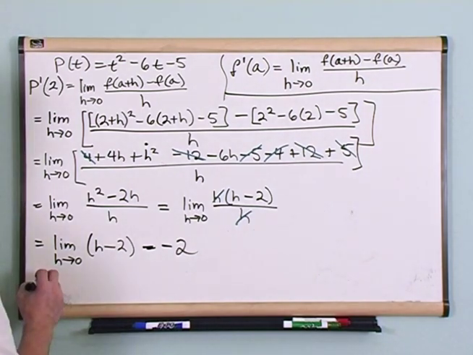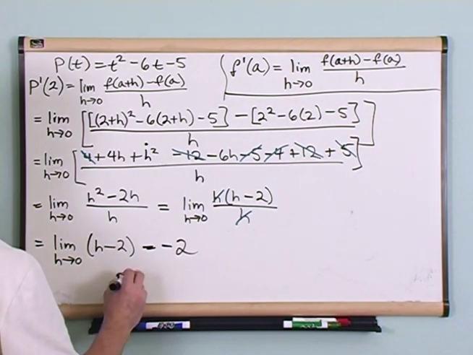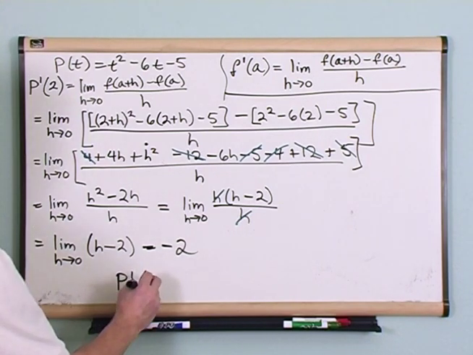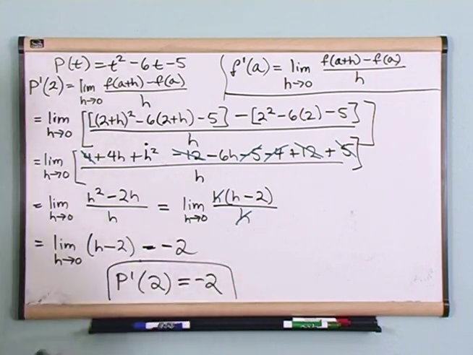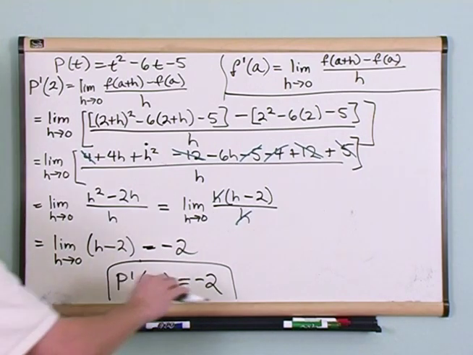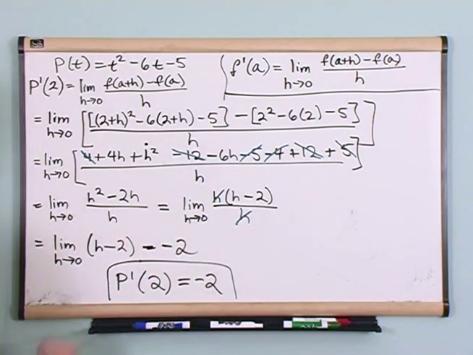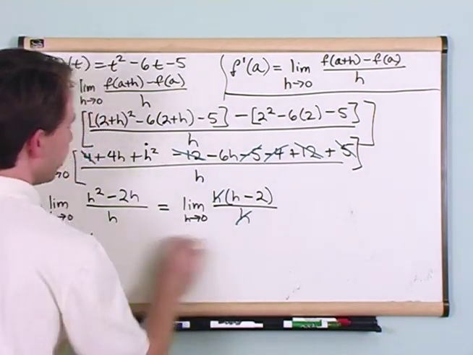So here, what you would write for your final answer is p prime, the derivative of this function p at the point 2, is equal to negative 2. This is the slope. That is the slope of that tangent line at p, and that's equal to a negative 2, which is a constant slope. Okay? So that means the slope is not changing.